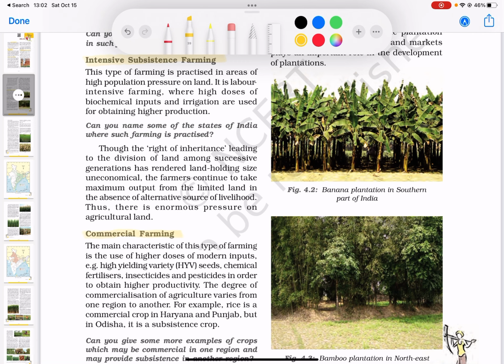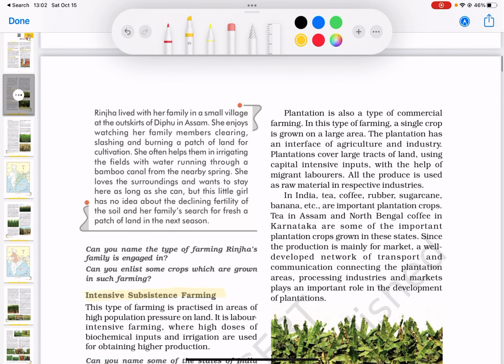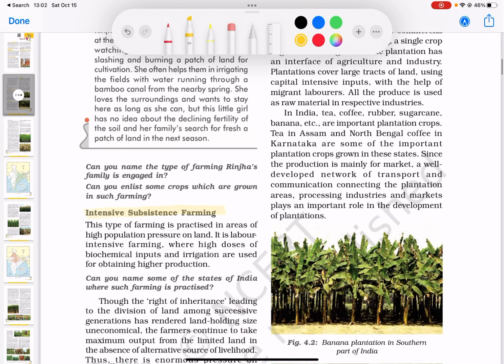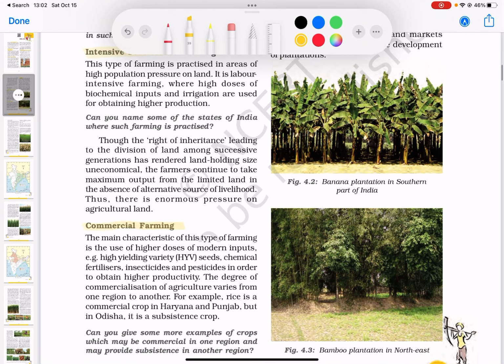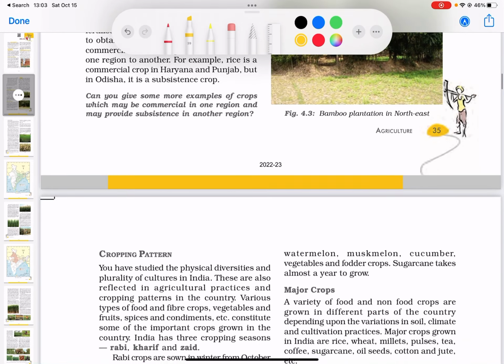Then you have commercial farming. We will be learning about that. Then there's also this term called plantation, what is important, and so on. Now, if you look at some pictures, there is this banana plantation, then you have a bamboo plantation. So, yes, plantation is an important concept that we will learn here as well in the types of farming.